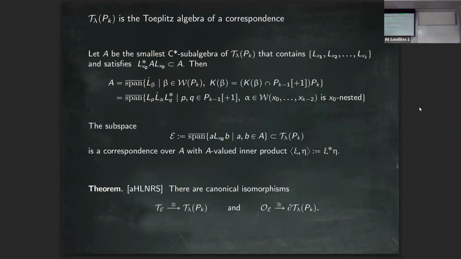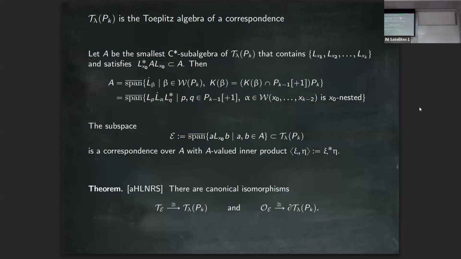Okay, so the plan is to use this spanning set to realize the Toeplitz algebra of the K as a sister algebra, Toeplitz algebra of a correspondence, and the boundary quotient. So we identify as a subalgebra of the Toeplitz algebra that doesn't have x zeros.